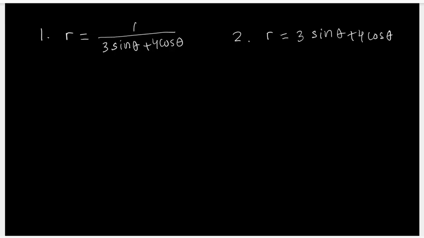We are given r equals 1 over 3 sine theta plus 4 cosine theta in polar coordinates. We want to identify this function.